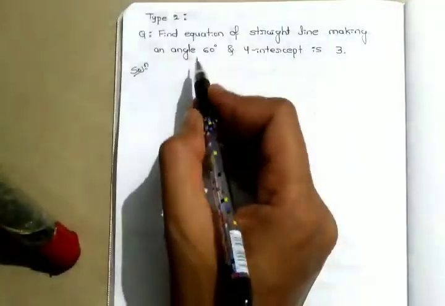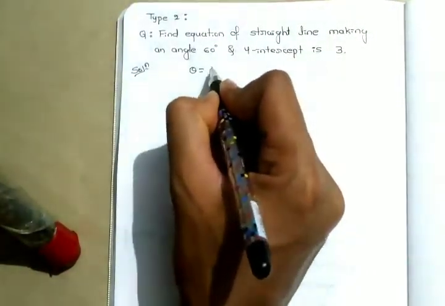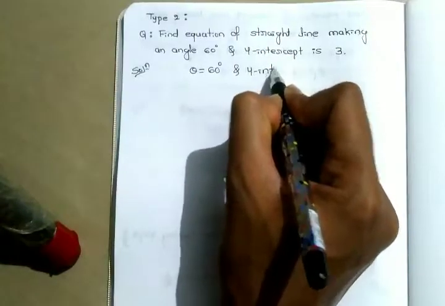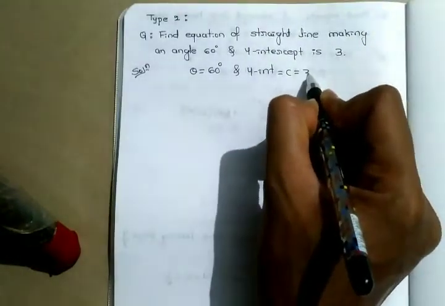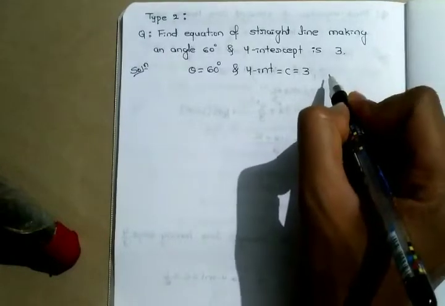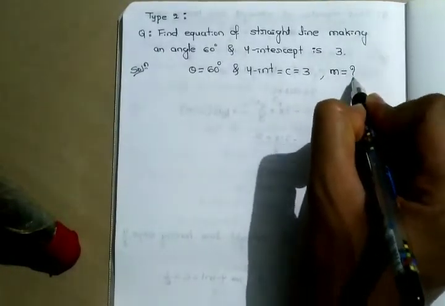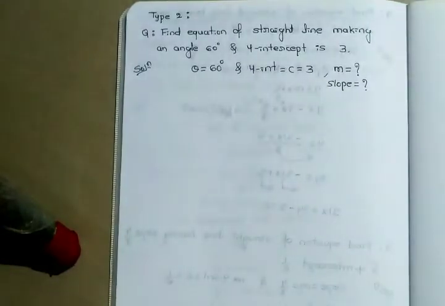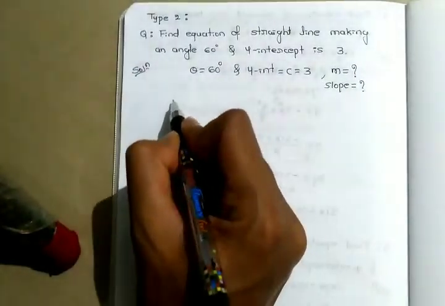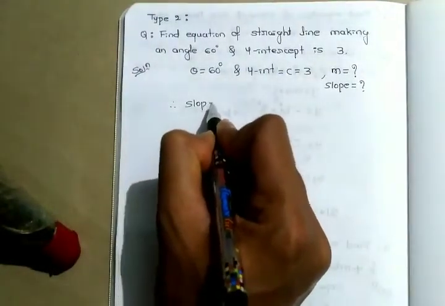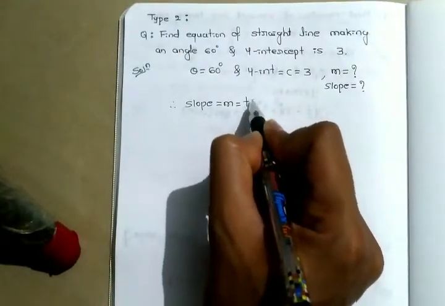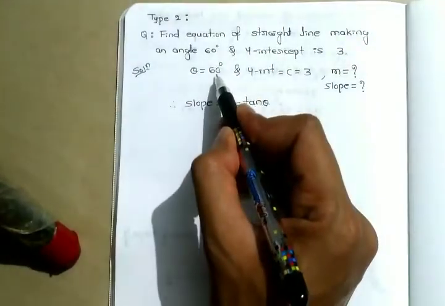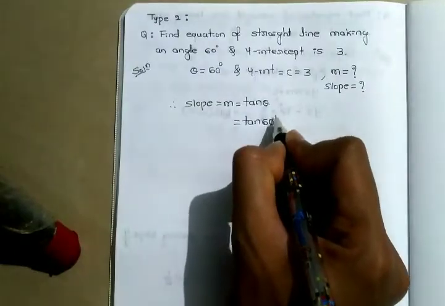Therefore, solution here, theta is equal to 60 degrees given, and y-intercept means C value is given. How much? 3. And which value is question mark here first? M. M means slope. Slope is question mark. First you need to find out slope value. Therefore you know the formula, slope m is equal to, what is the formula? Tan theta. So tan, you keep it as it is. Theta means how much degree? 60 degree. So substitute here 60 degree.